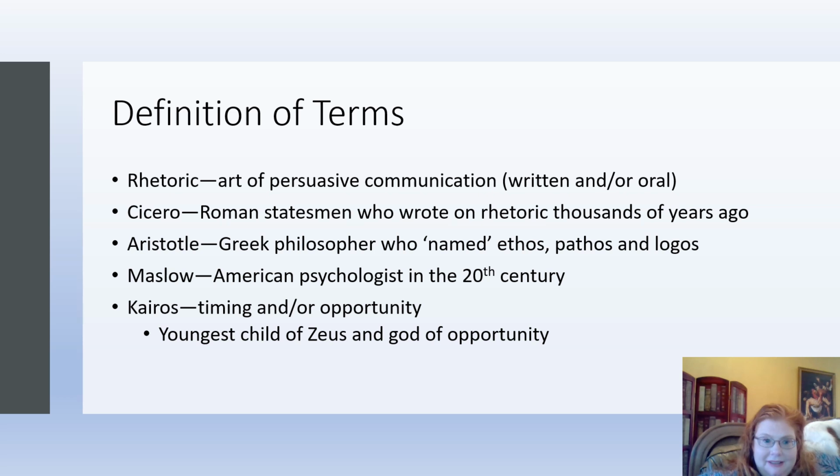We'll talk about Maslow's hierarchy of needs shortly. He was an American psychologist in the 20th century. Kairos is all about timing and or opportunity. Also, just to give you some background on the mythology of that, Kairos was the youngest child of Zeus and, not too much surprise, the god of opportunity.